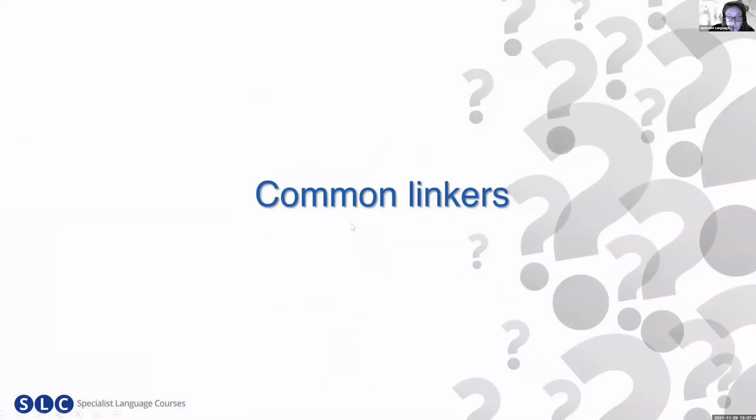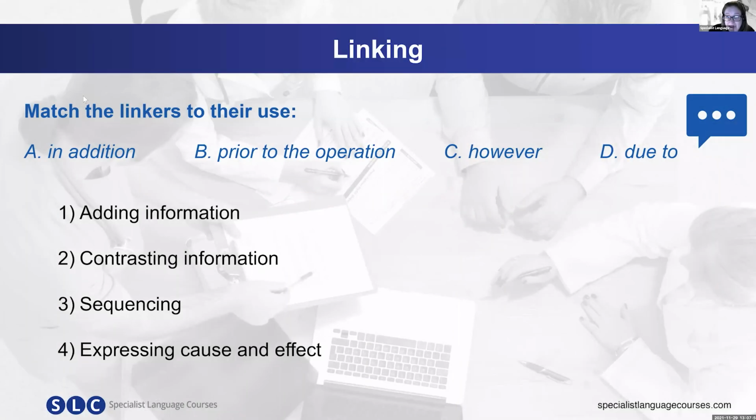So we're going to look at some common linkers. First of all, I have a little activity for you. So I'd like you in the chat box this time to match the linkers to their use. So you can write, number 1 is A, B, C, or D. Number 2 is A or B. Okay, let me know in the chat what you think. So match the linkers A, B, C, D to their uses 1, 2, 3, 4. Let me know in the chat.